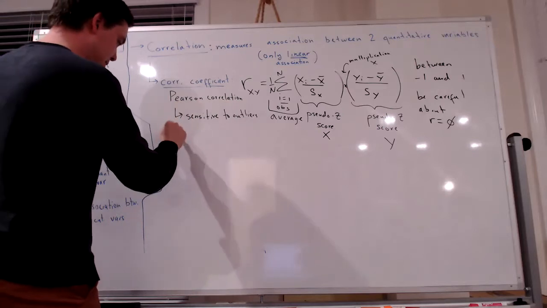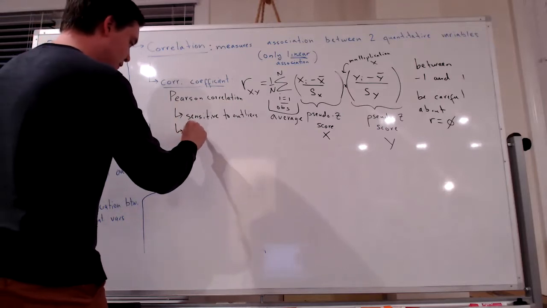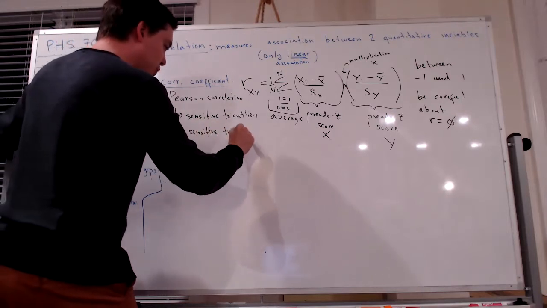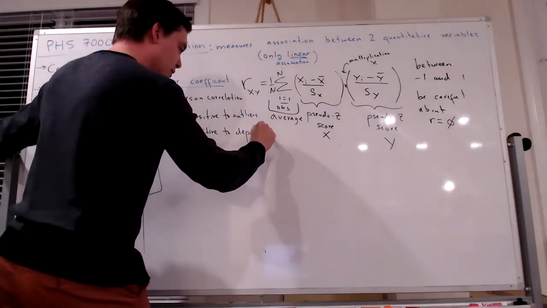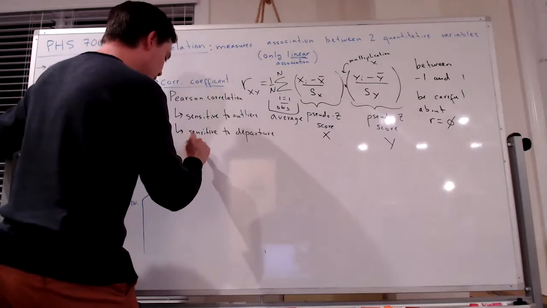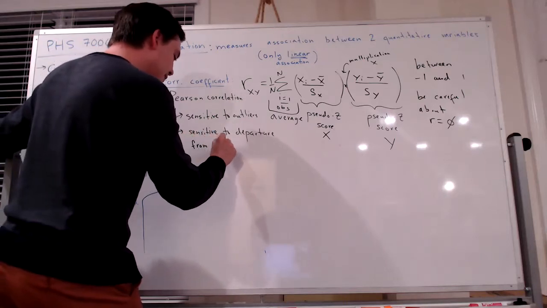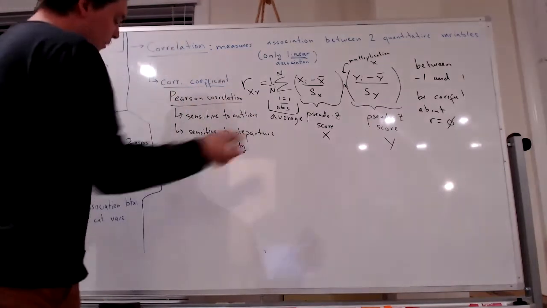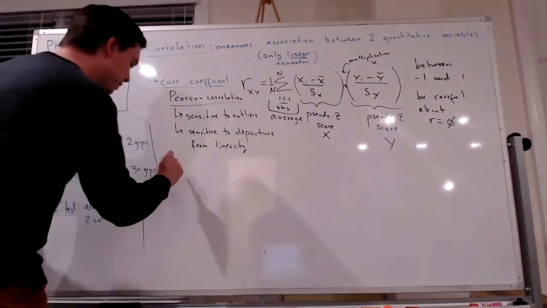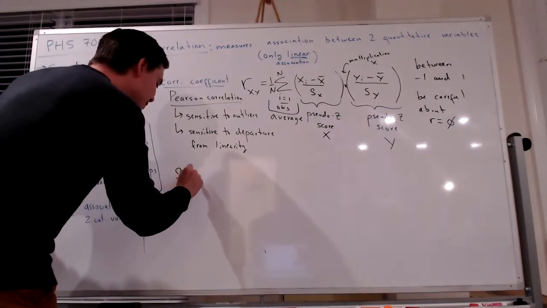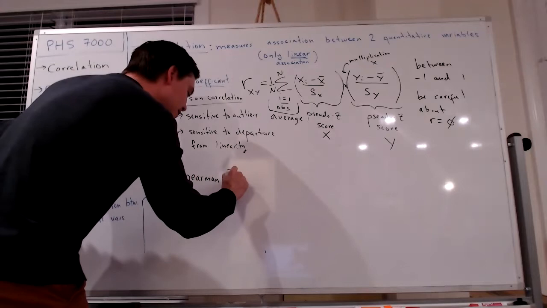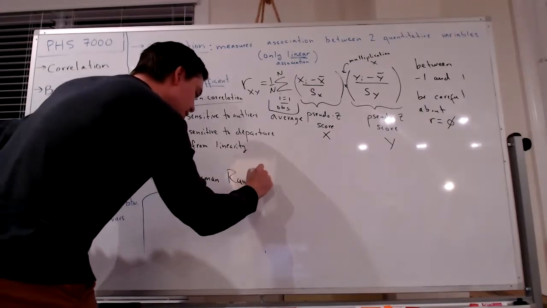And, of course, sensitive to departure from linearity. So there's another correlation coefficient. It's called the Spearman rank correlation.